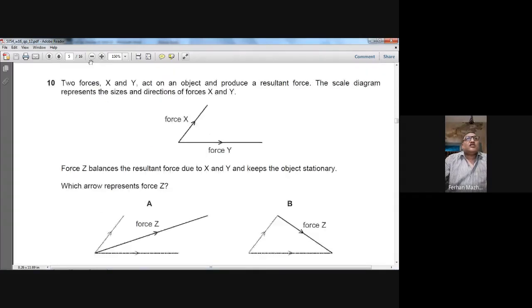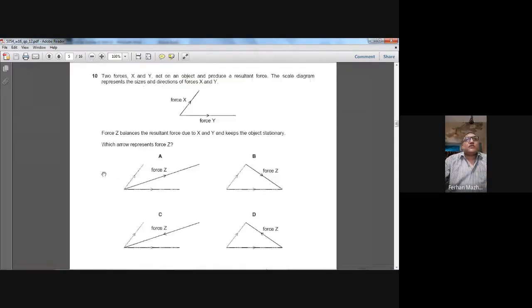Okay, on your screen right now, you can see we have question number 10. Two forces X and Y act on an object and produce a resultant force. The scale diagram represents the sizes and the direction of the forces X and Y. Force Z balances the resultant force due to X and Y and keeps the object stationary. Which arrow represents the force Z? Remember, it's a tricky question. He's not asking for the resultant force. He's asking for a third force Z, which balances their resultant.